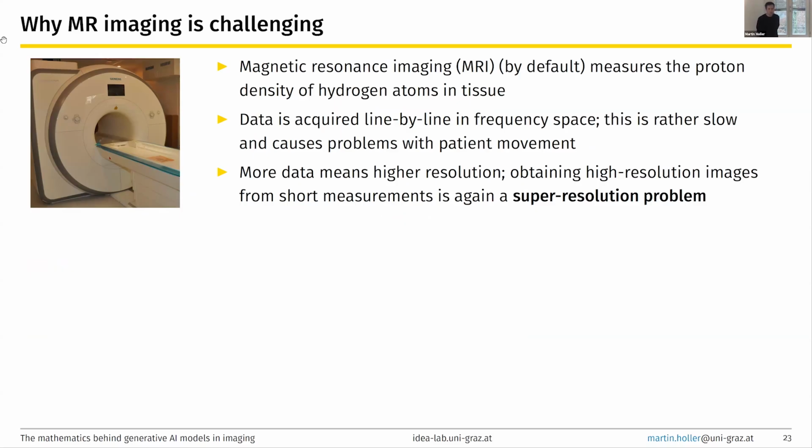I guess all of you know MR imaging, and actually, this is something that exists for many years, and it worked already without using generative AI models. So why is this actually a problem? Well, what does MR imaging do? It measures by default the proton density of hydrogen atoms in your tissue. So you're put into the scanner, and the MR machine tries to measure the density of hydrogen atoms because you're mostly based on water, so you have many hydrogen atoms in your tissue.